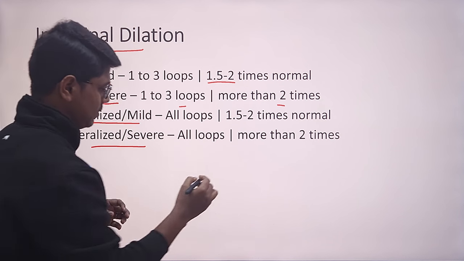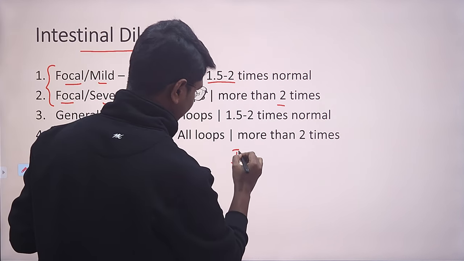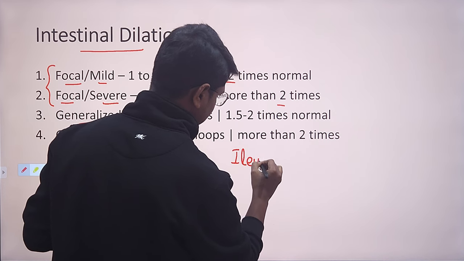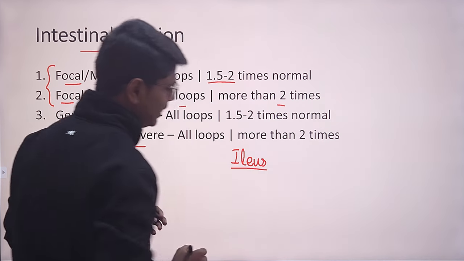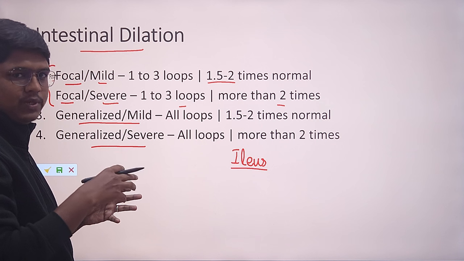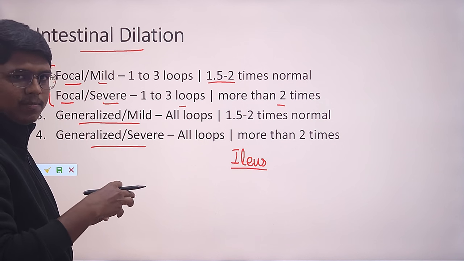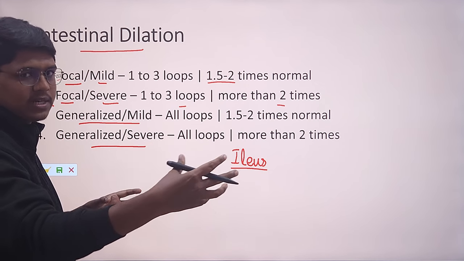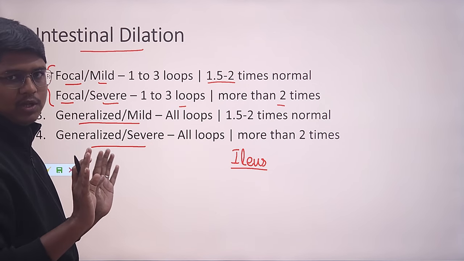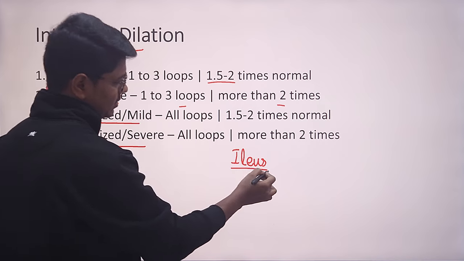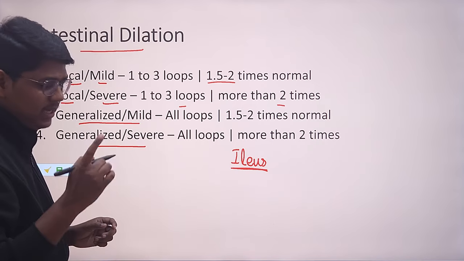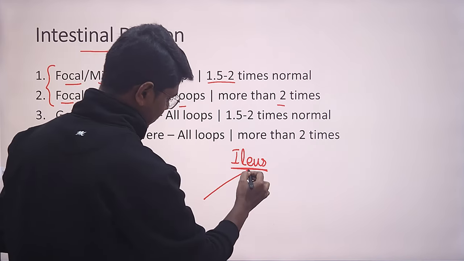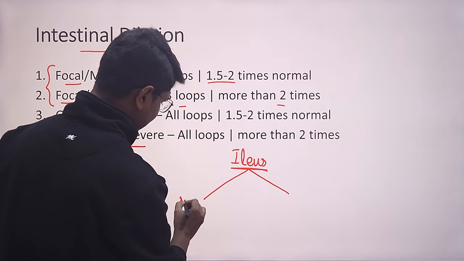Let me tell you, there is a term known as ileus. It means when the food inside the GIT is not passing from one segment of intestine to another segment, or one end to the other end. So simply the ingesta is not moving. That thing is known as ileus. Ileus can be of two types. One is mechanical.